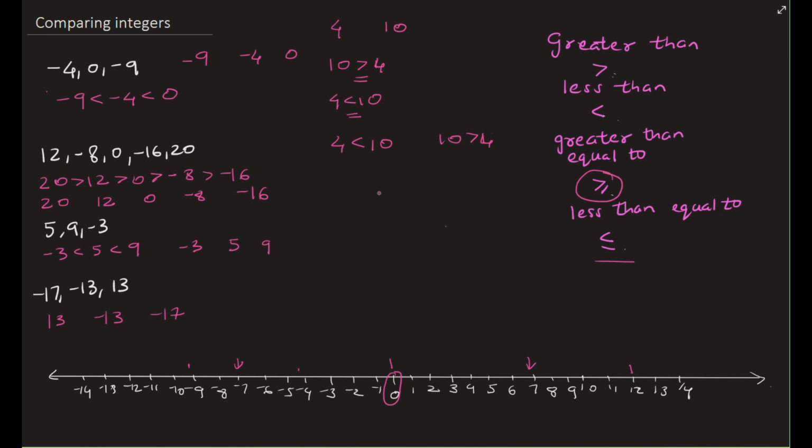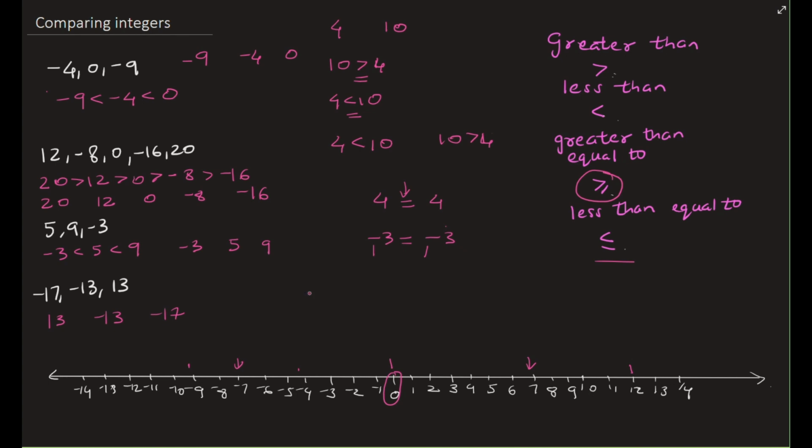Suppose I have two numbers, 4 and 4. The magnitude is the same and the sign also is the same. So I write 4 equals 4. This is the equal to sign. Suppose I have two numbers, negative 3 and negative 3. The sign is the same and the magnitude also is the same. So I write the equal sign between them. Negative 3 equals negative 3.